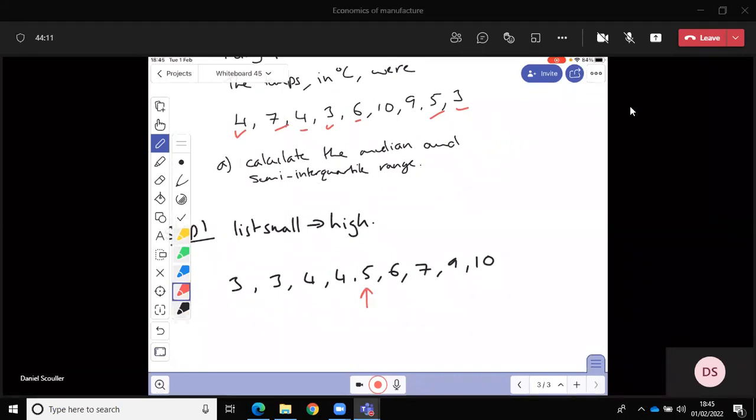From that point, you can use brackets if you want. From that point, we've got 4 numbers to the left. We've got 4 numbers to the right. So the median, Q2, is 5. Simple as that.